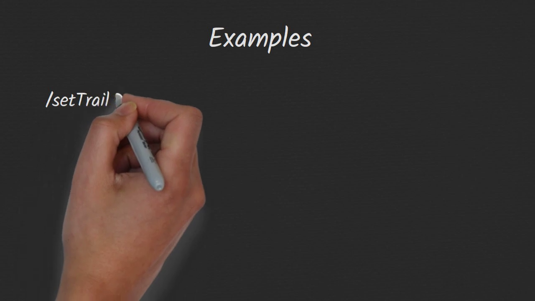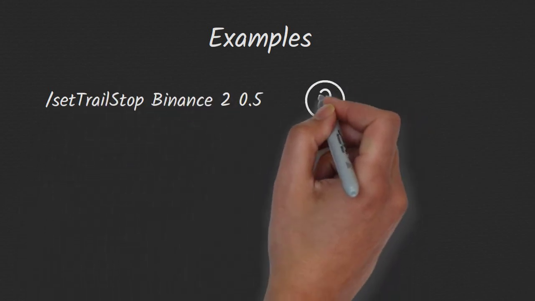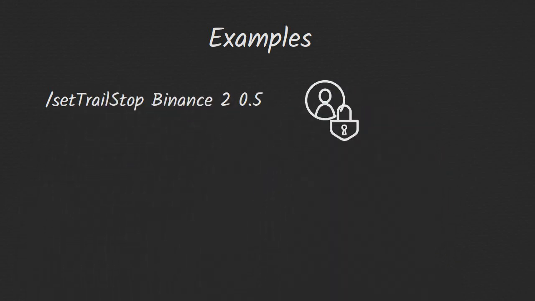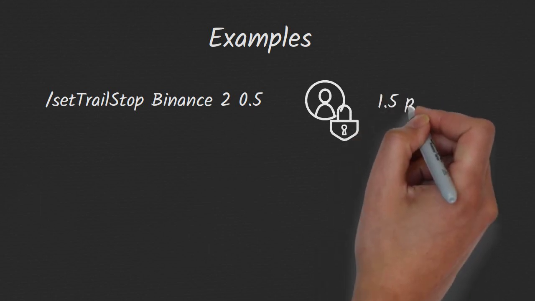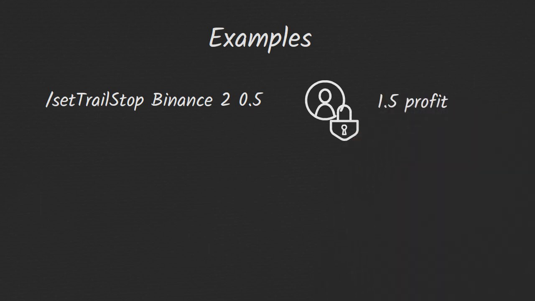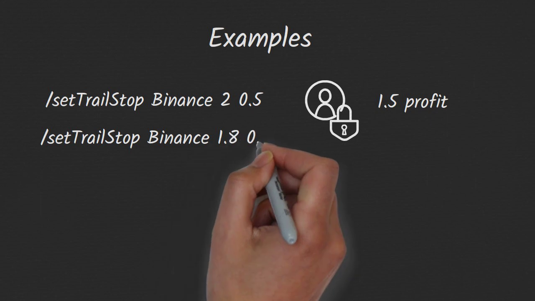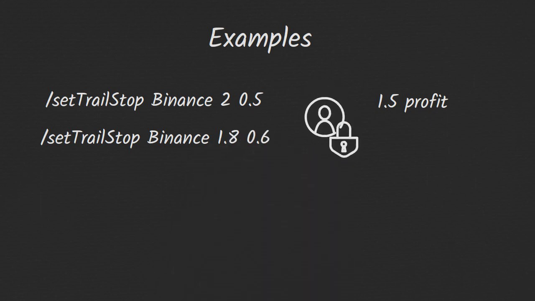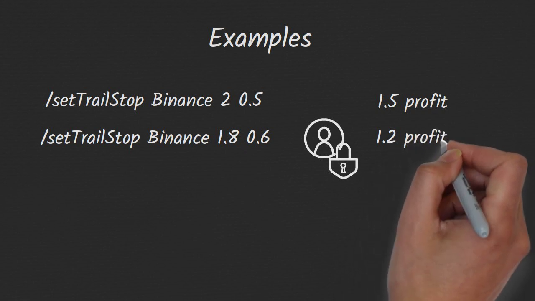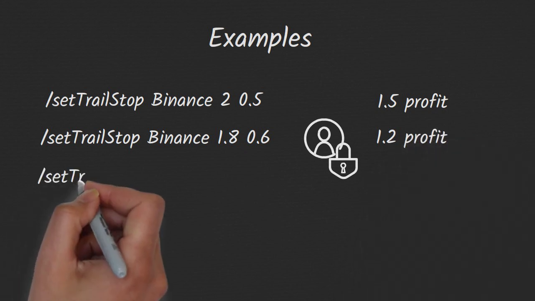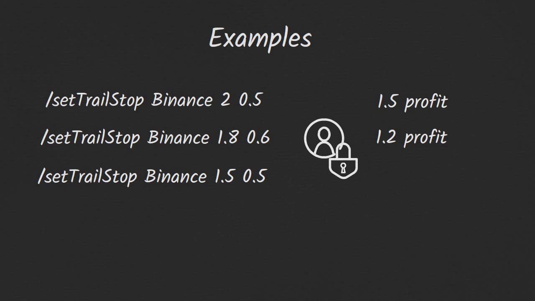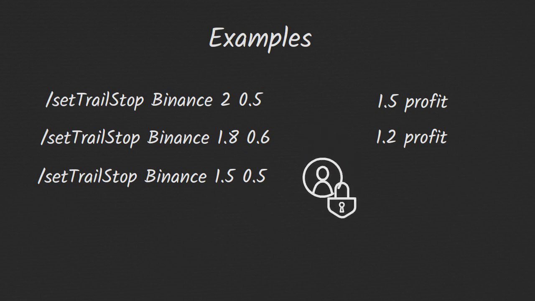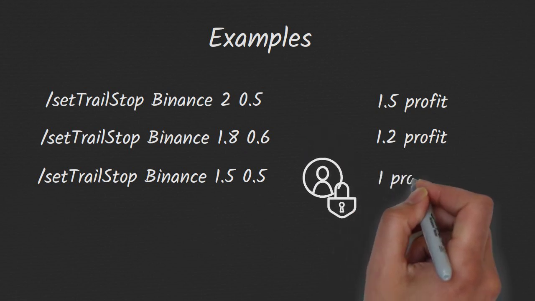Examples. 1. Set trail stop Binance 2 0.5, if you want the bot to close at least 1.5% profit per trade or more. 2. Set trail stop Binance 1.8 0.6, if you want the bot to close at least 1.2% profit per trade or more. 3. Set trail stop Binance 1.5 0.5, if you want the bot to close at least 1% profit per trade or more.